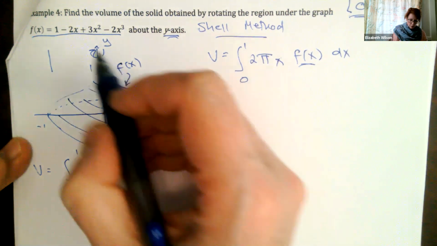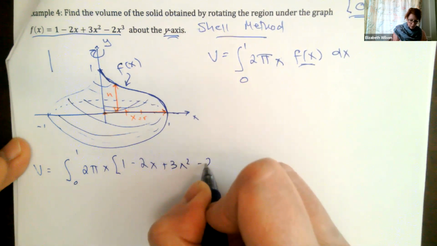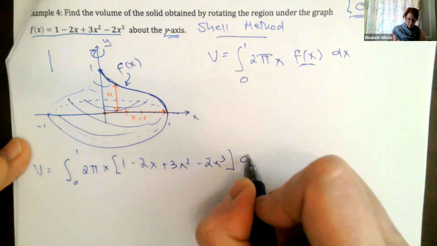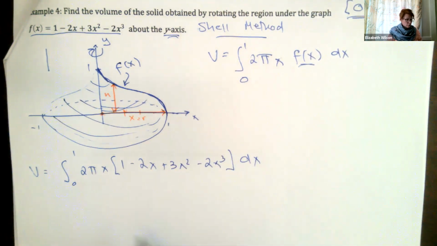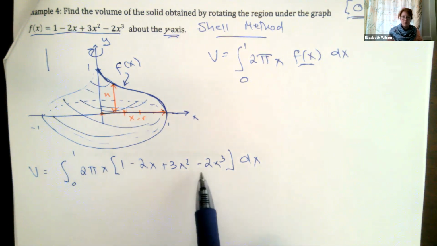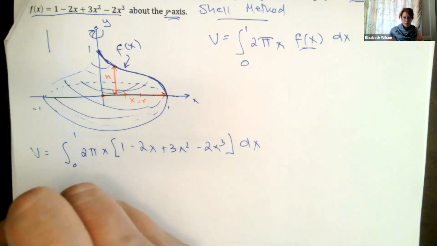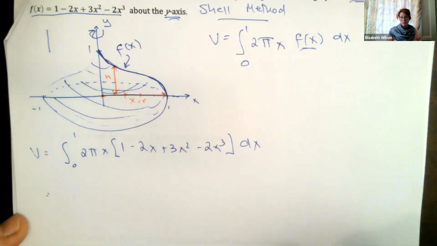My function, 1 minus 2x plus 3x squared minus 2x cubed dx. I'm going to factor out the 2 pi, and then distribute the x to all of these terms. Then I'm going to integrate with the power rule. You can see how much nicer this is if I'm going around a vertical axis, because it's pretty straightforward in terms of what I need to do with my functions.